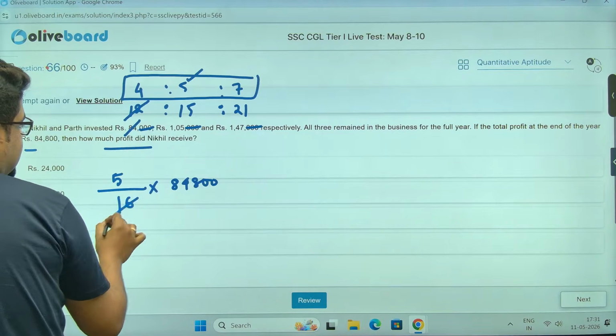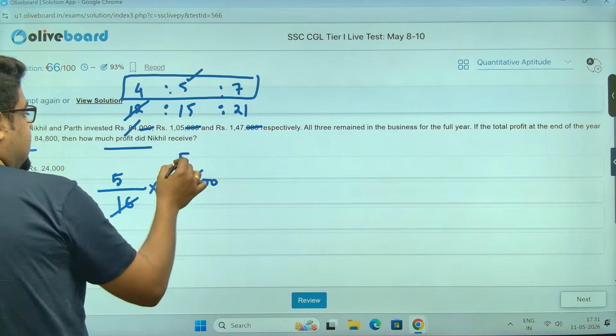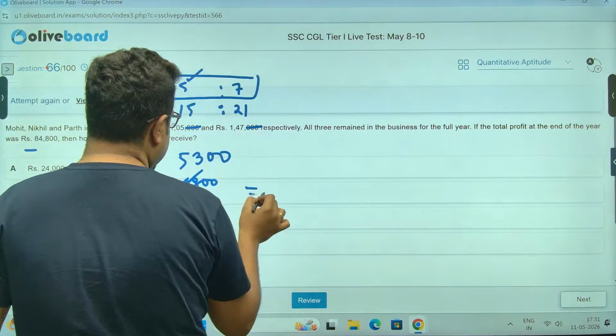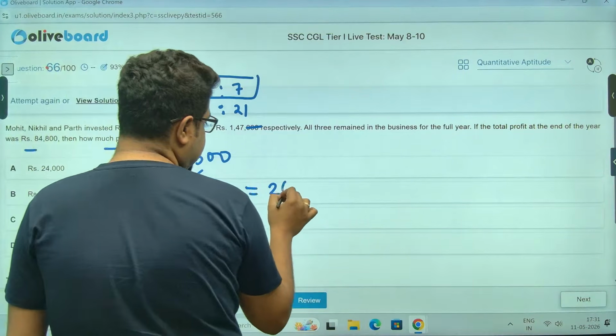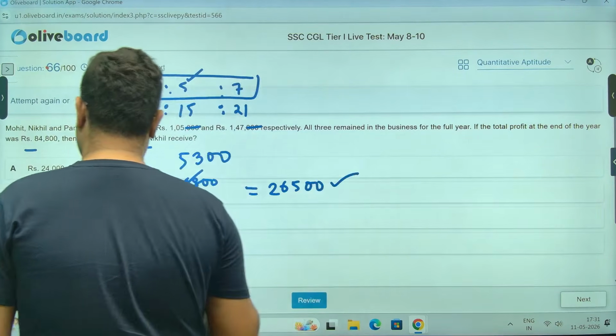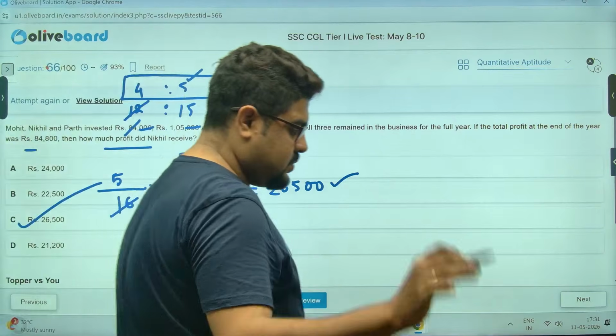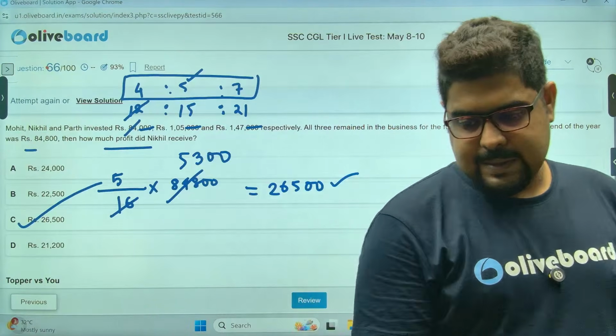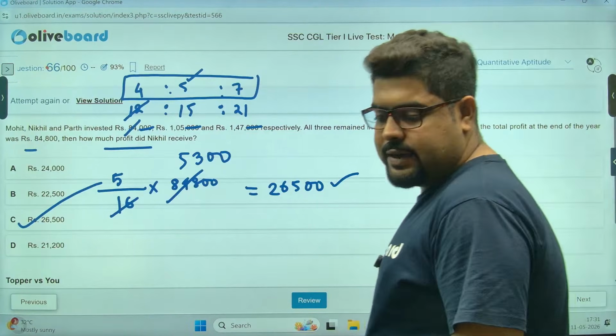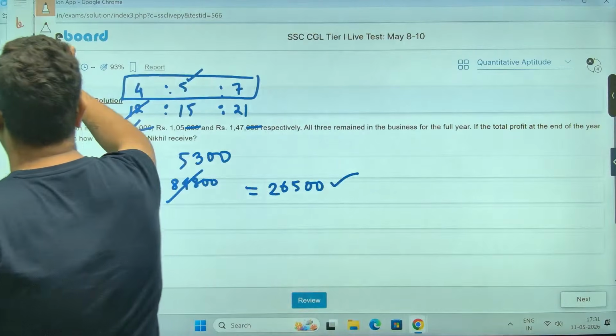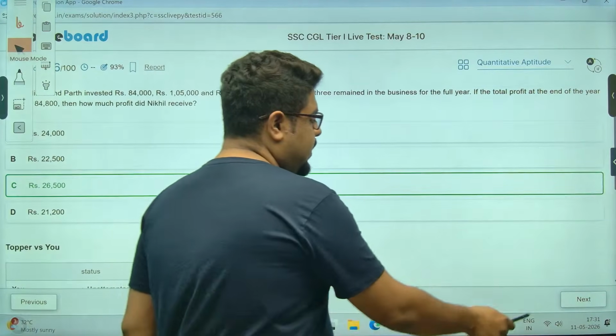So sorry everyone. Sir 5 16s are 80, 3 16s are this. 26 500. Sir, option C is the answer. So sorry everyone. Yes, 26 500 is your correct answer. Done and dusted. Moving on, sir.